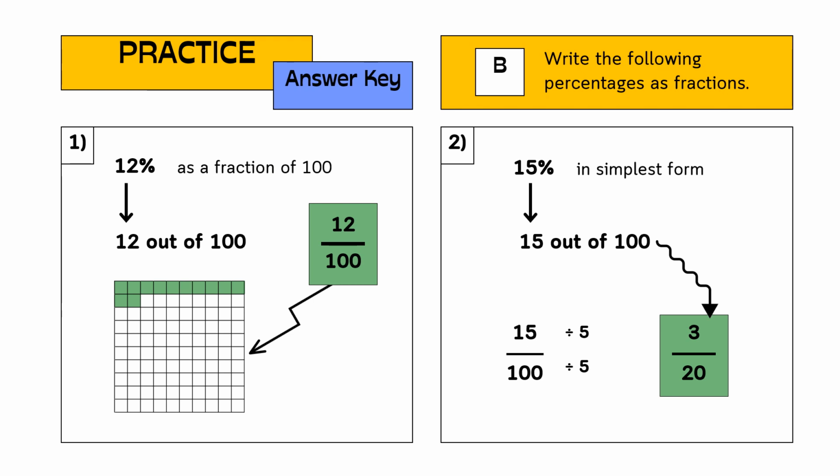The percent of the fraction is 12 out of 100, right? 15% in its simplest form, 15 over 100, so 15 divided by 100. If you divide by 5, you end up with 3 over 20, okay?